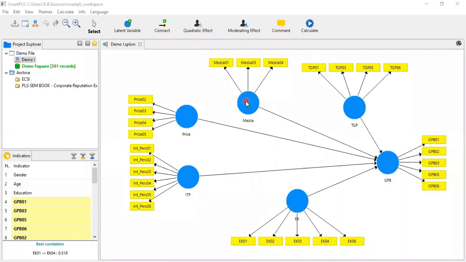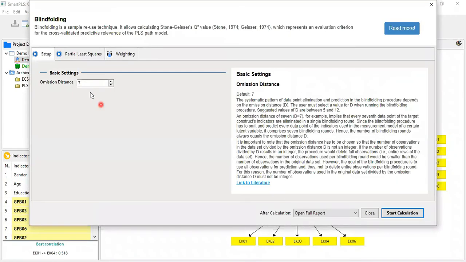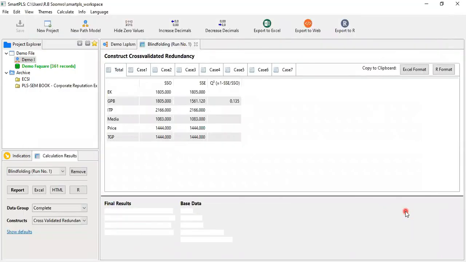Okay. And now how to do this one? Go into Calculate and just go on Blindfolding. Then the 7 is there. Now the range is from 5 to 12. Here you're looking, the range is from 5 to 12. So now we are applying the 7. Most of the time the 7 is being applied, and the 7 is also recommended. That's why we are also applying 7. And then simply start calculations. So our calculations have been completed.